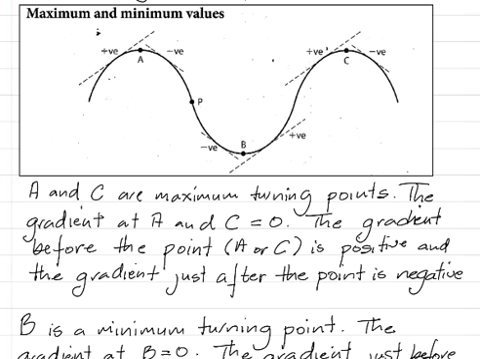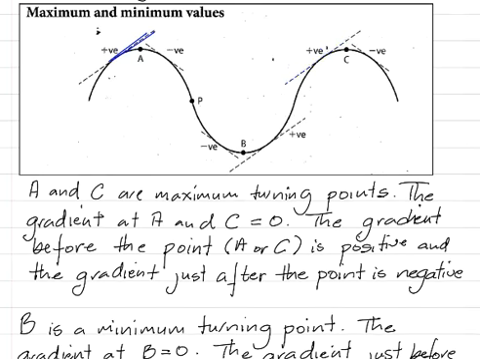The gradient before the point A or the point C is positive. You can see that for yourself. The line here is indicating that the gradient before A is positive, because from left to right, if the line slopes up, its gradient is positive. So the gradient just before A and C is positive, and the gradient just after A or C is negative. So at the maximum turning points A and C, the gradient is 0, but just before, the gradient is positive, and just after A and after C, the gradient is negative. So the range of values of gradient about a maximum turning point is positive, 0, and negative.